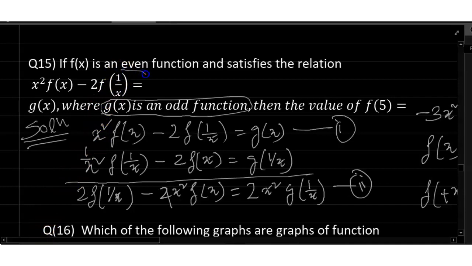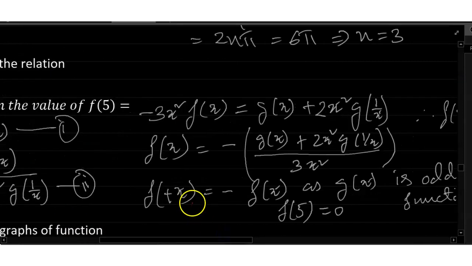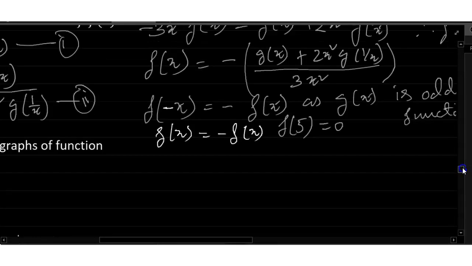Here f(x) is an even function. f(x) is an even function, it is already told. That's why we see that f of minus x is equal to minus f(x), as it is an even function. That's why f(5) is equal to 0. Very nice problem.